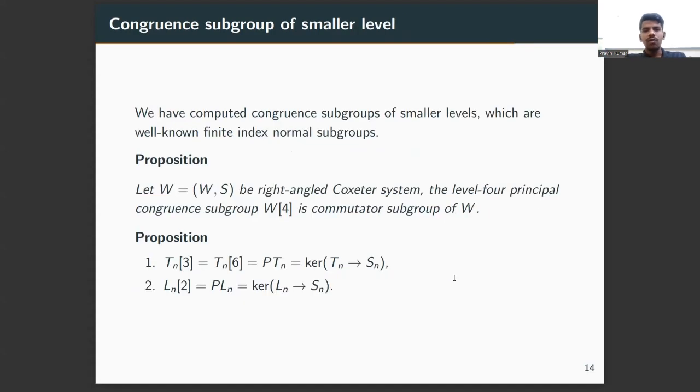In this direction, we have also computed the congruence subgroups of smaller level, which are well-known finite index subgroups. Let W be a right-angled Coxeter group, then the level 4 principal congruence subgroup is nothing but the commutator subgroup of W. In the case of twin and triplet groups, the level 3 and level 6 is just the kernel of this natural projection map, which we call the pure twin group. And the level 2 principal congruence subgroup of the triplet group is the kernel of this natural projection map, which is called the pure triplet group.